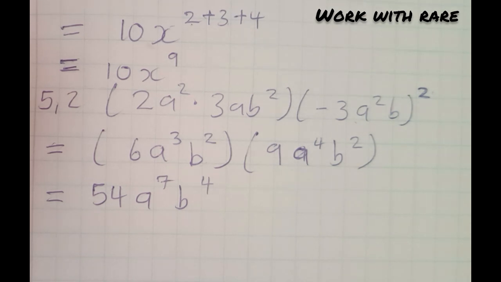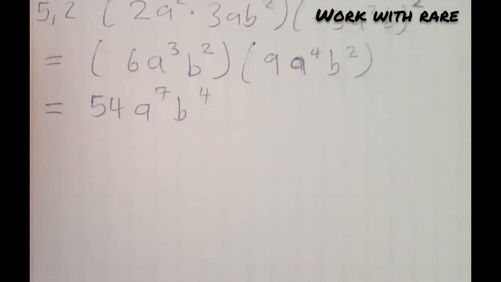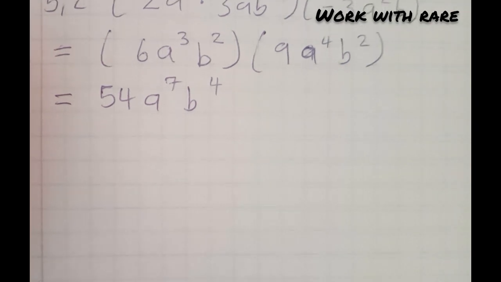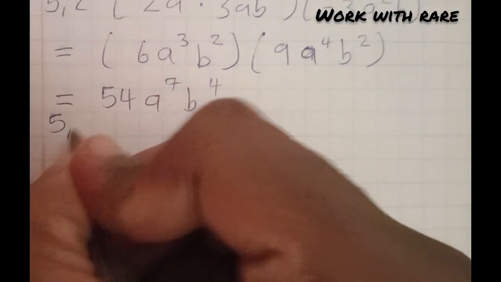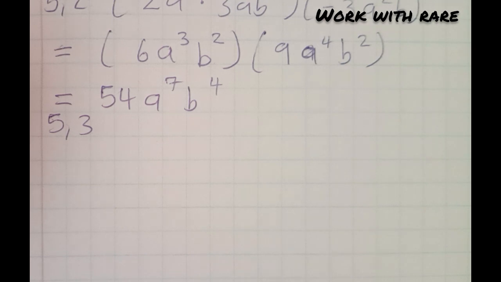Okay, so we have another question on question 5, which is 5.3. 5.3 says, okay, before I can do 5.3, here is a reminder.